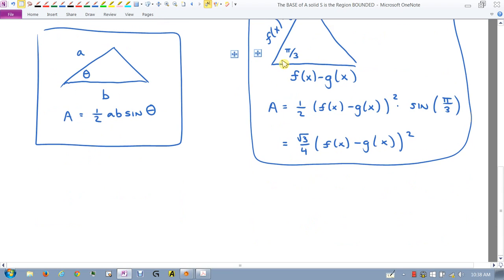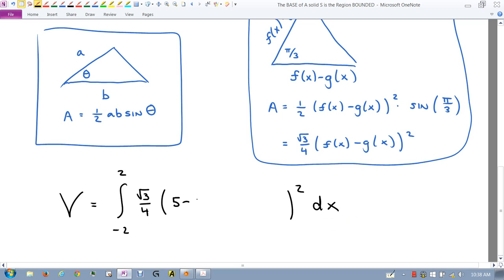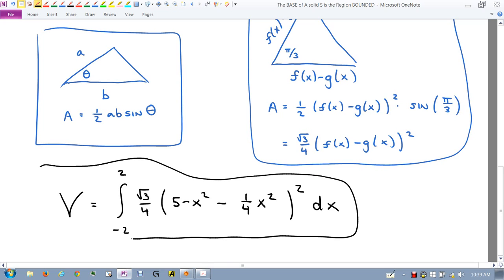All right, so the volume of this whole thing will be the integral from -2 to 2 of root 3 over 4, which I could have pulled out, but I'm not going to, f minus g squared dx. F for us was 5 minus x squared. G was 1/4 x squared. Whatever that is.